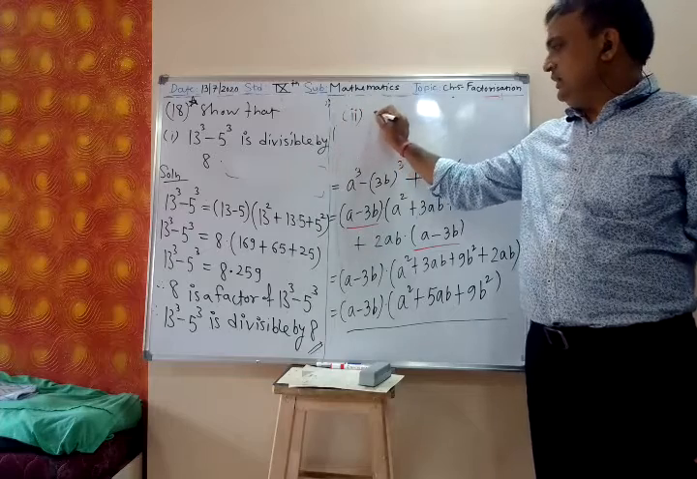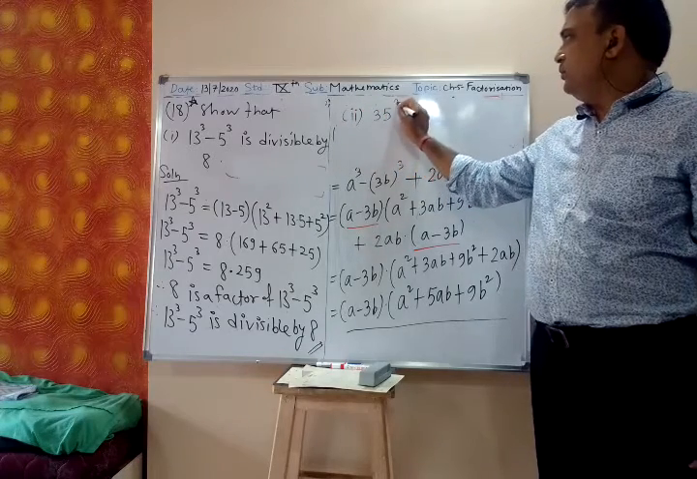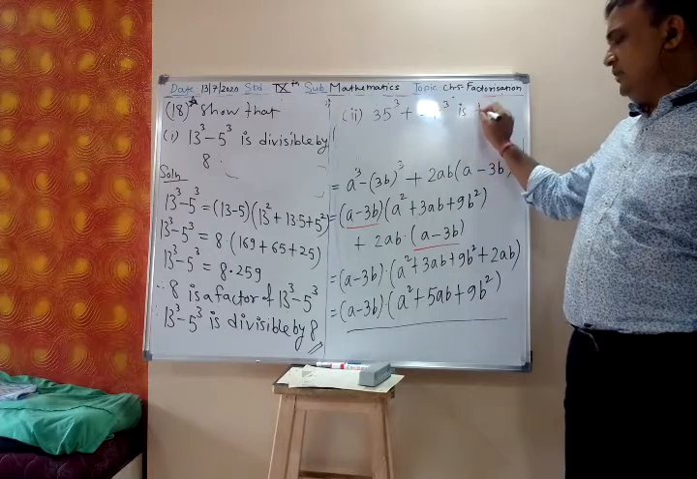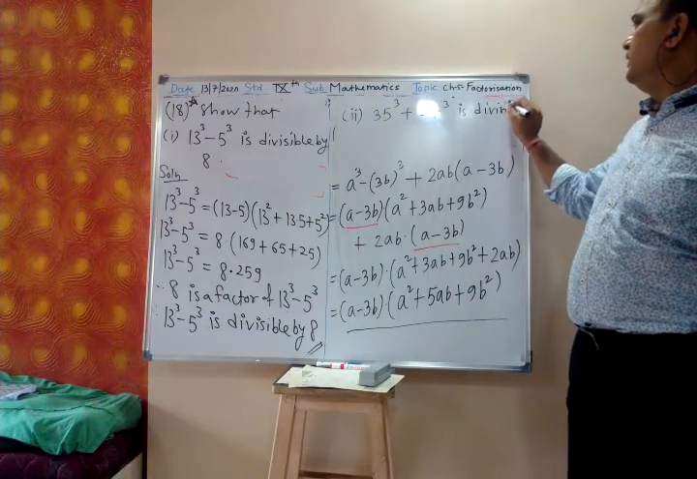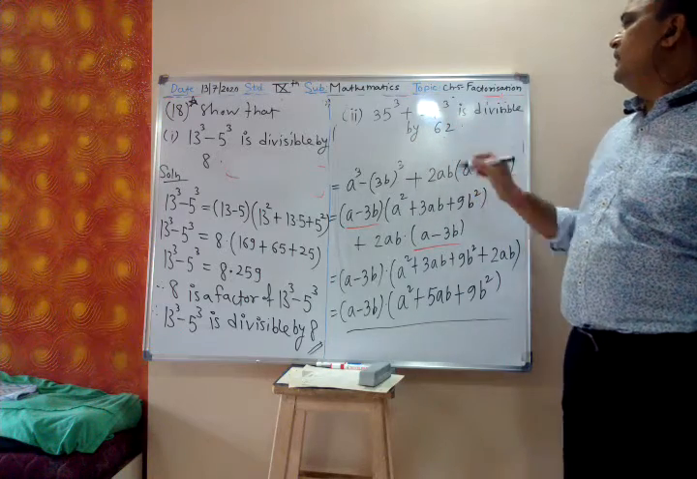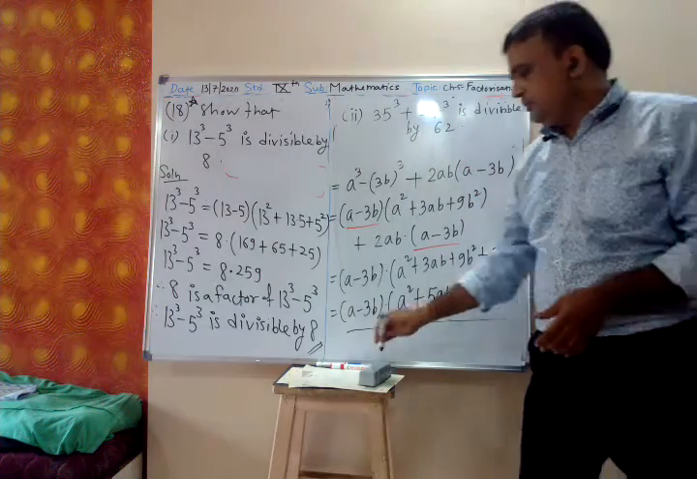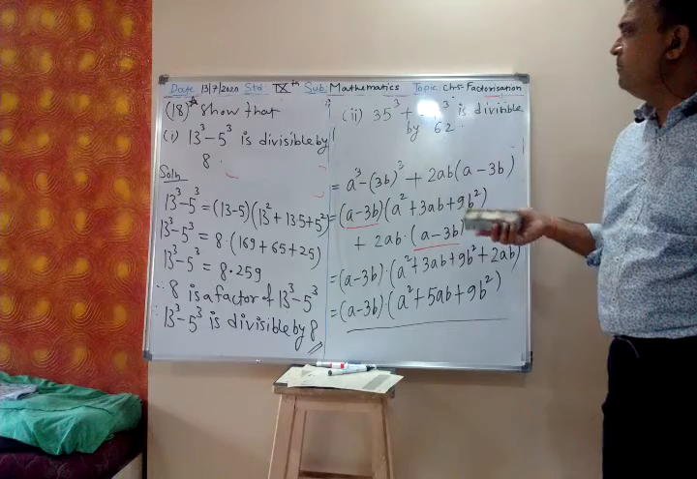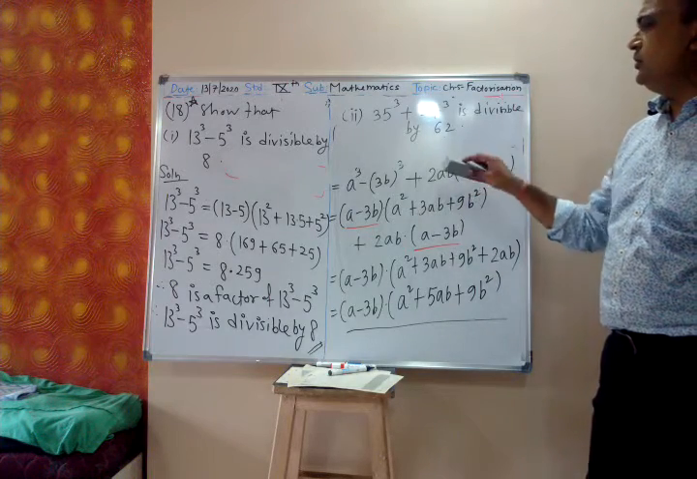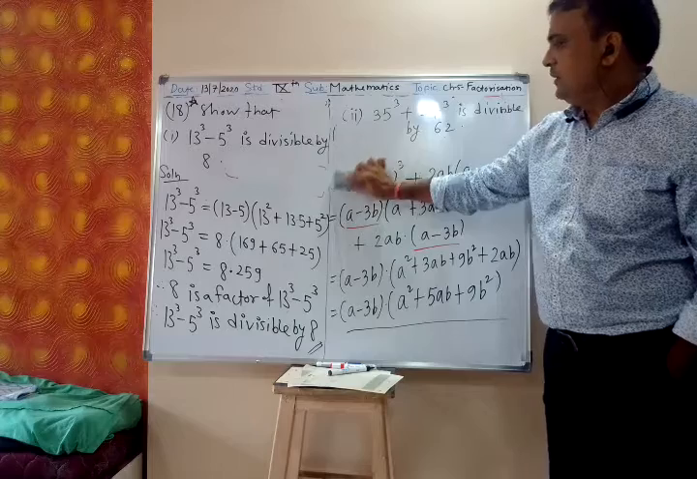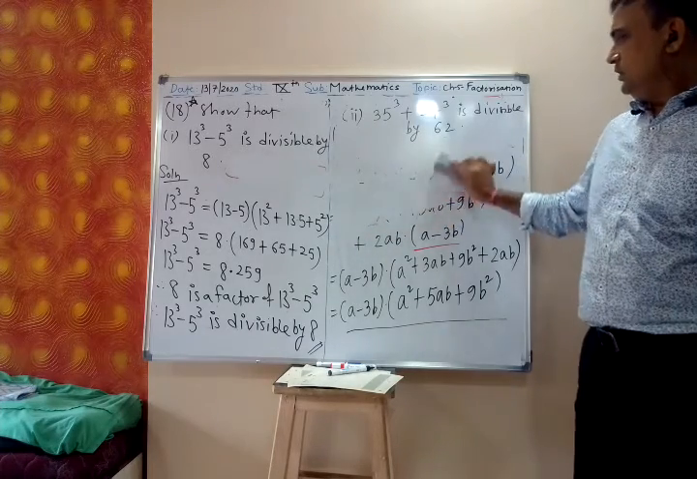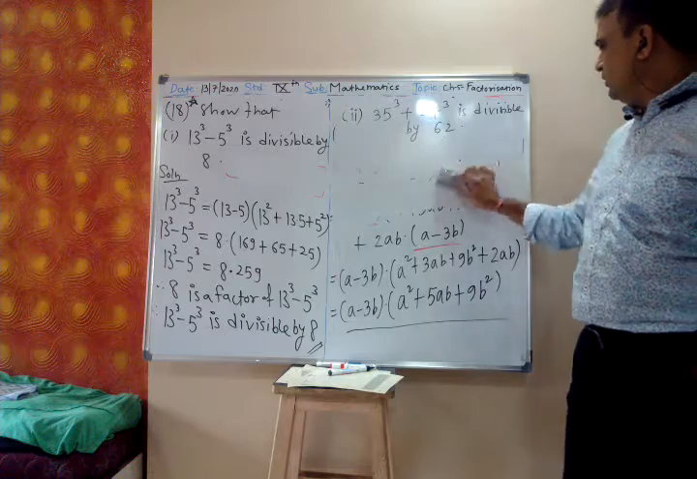Second one, if you want, I can give it as homework. 35 cube plus 27 cube is divisible by 62. Use the formula a cube plus b cube. Are you getting it? You will use the formula a cube plus b cube. It is homework.